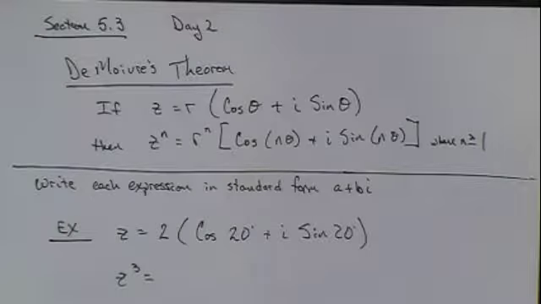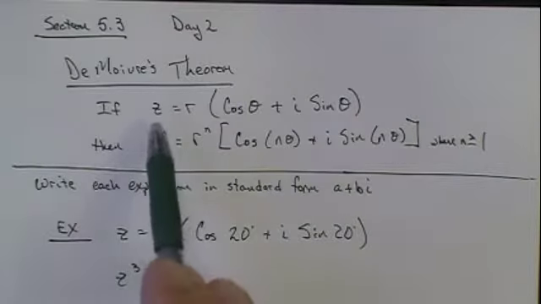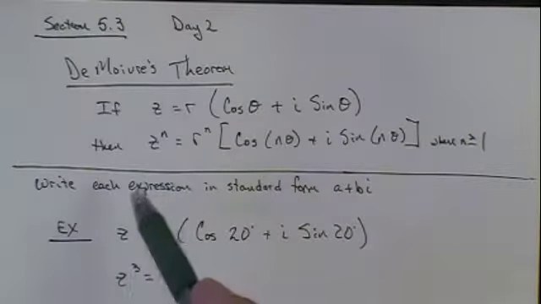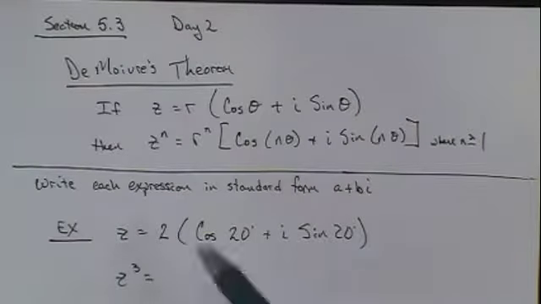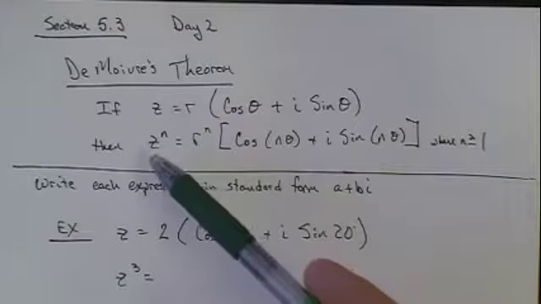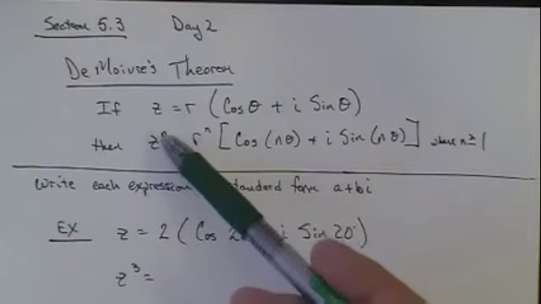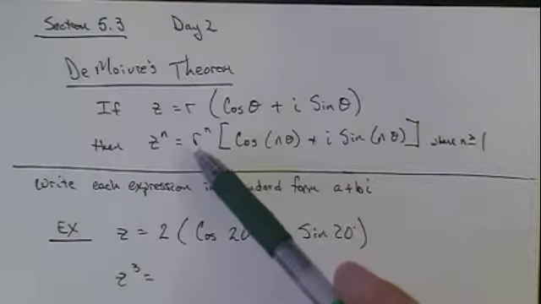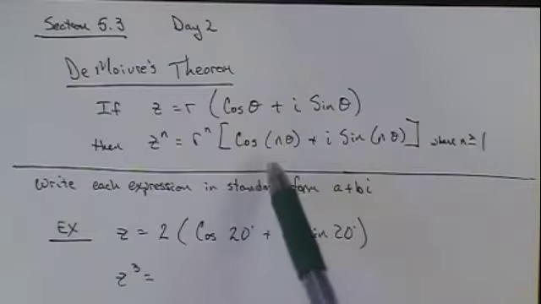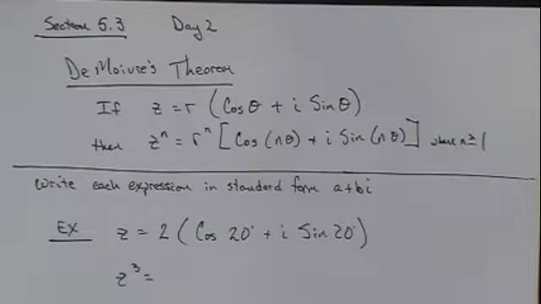Here we have De Moivre's theorem, and what we're doing is we're taking our complex number z, and then we're going to raise it to a power n. And so what we'll do, we're going to do an example here, but if we have our complex z raised to the nth power, then we're going to raise our radius r to that power, and then we're multiplying our angle by that same number.